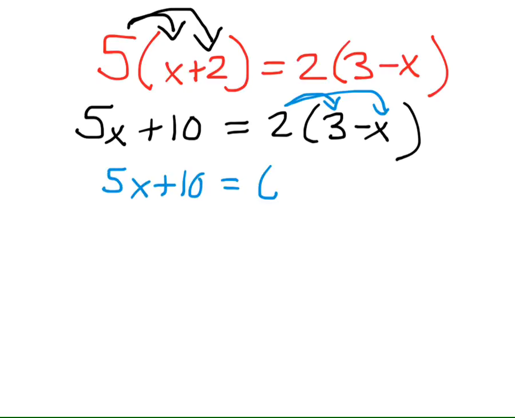2 times 3 is 6. 2 times, that's like a negative 1 x, or minus 1. 2 times minus 1 is minus 2x.